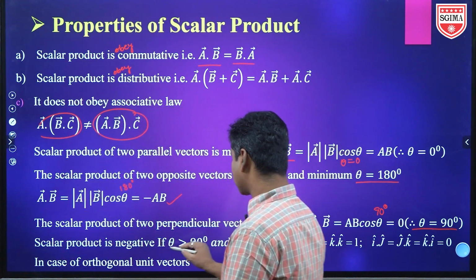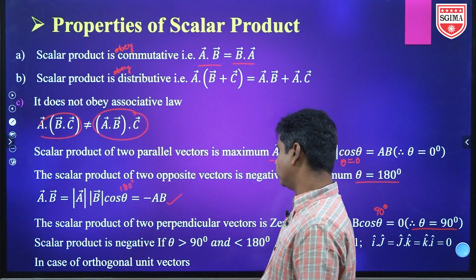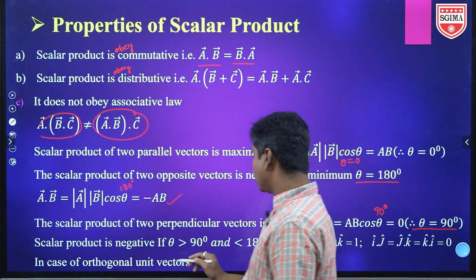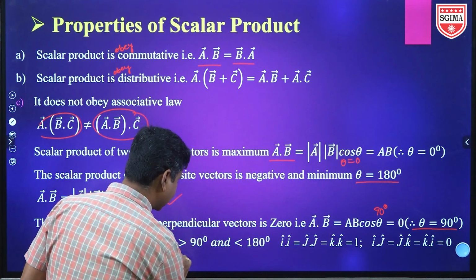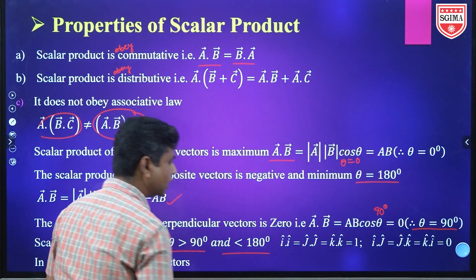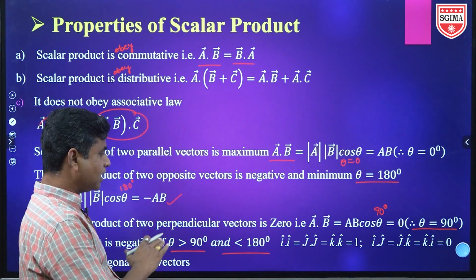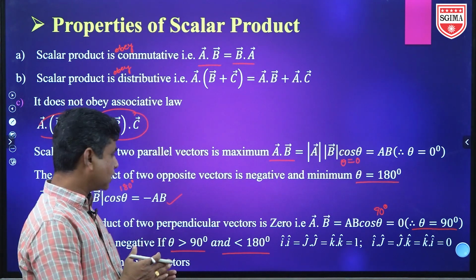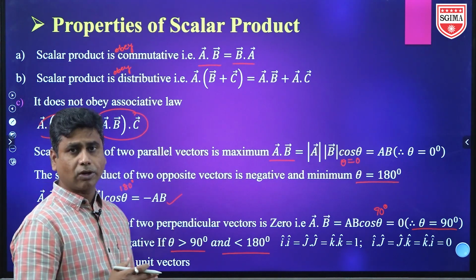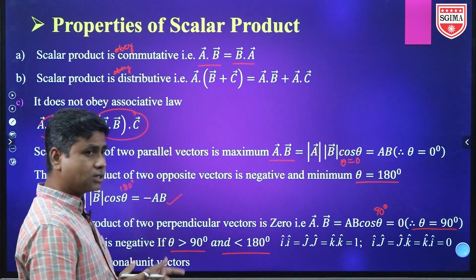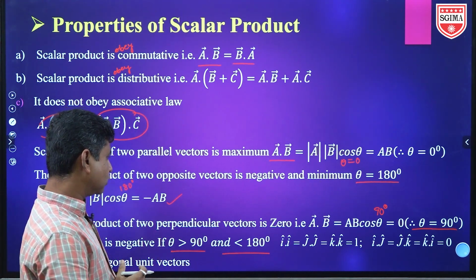Next, the scalar product is negative when theta is greater than 90 and less than 180 degrees. In between 90 and 180, the value of theta makes the cos function negative. Cos function negative means the scalar product is also negative.